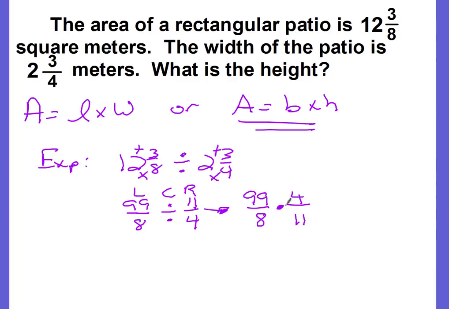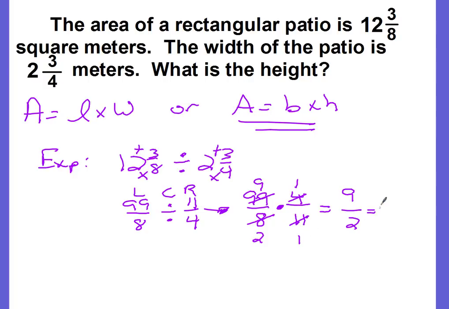And again, I can see that I can cross simplify. 4 is a common factor, so 4 divided by 4 is 1. 8 divided by 4 is 2. And 11 is a common factor. 11 divided by 11 is 1. 99 divided by 11 is 9. Now, multiply your numerators. 9 times 1 is 9. Multiply the denominators. 2 times 1 is 2. I tell you what, that cross simplifying sure helps out. Makes the math a lot easier.